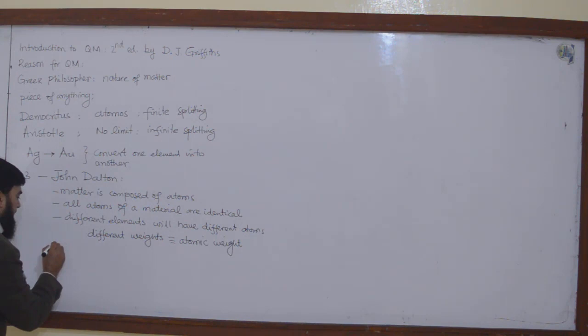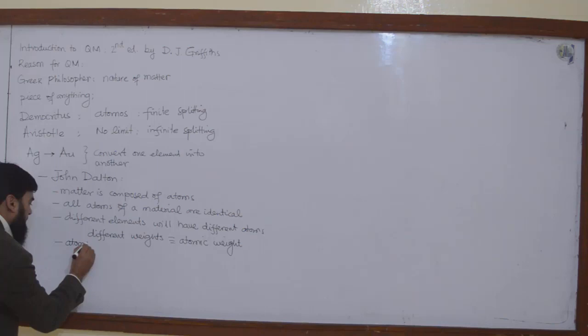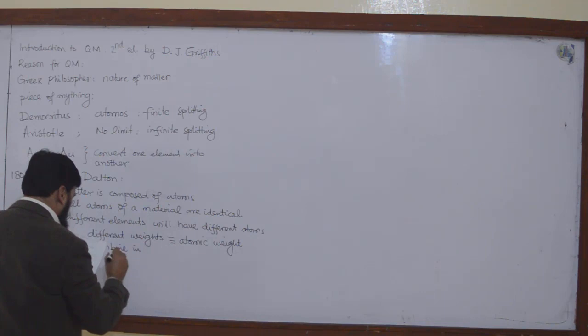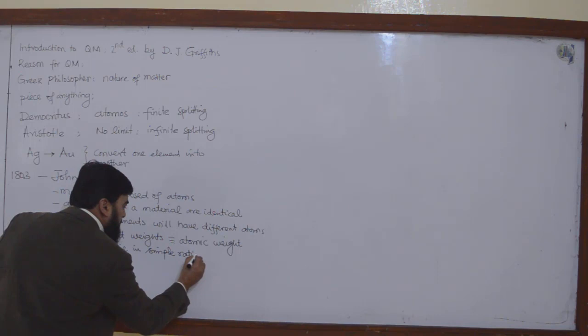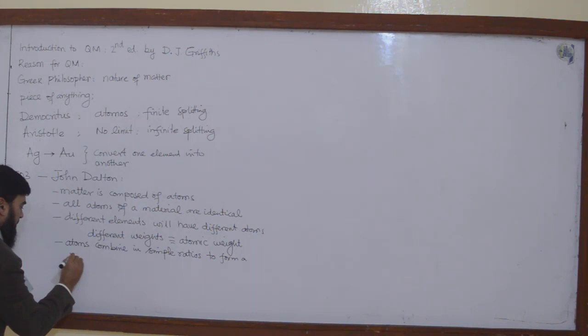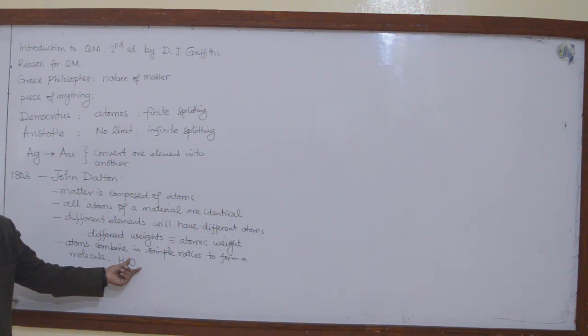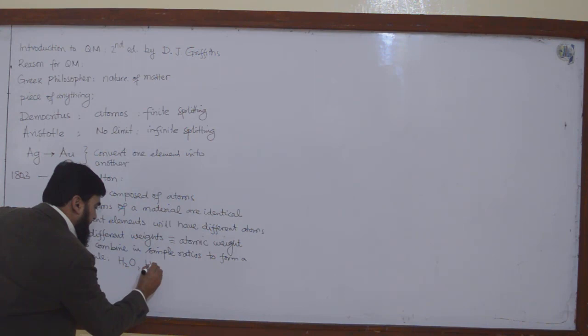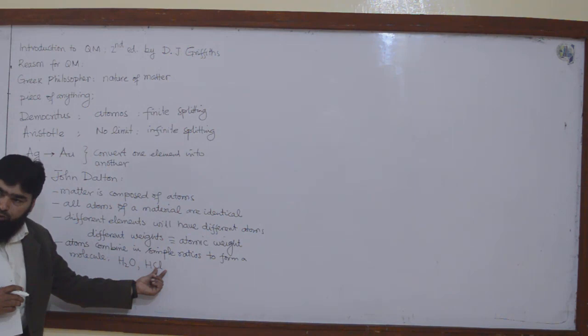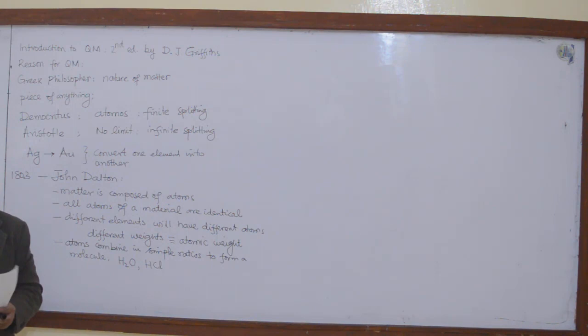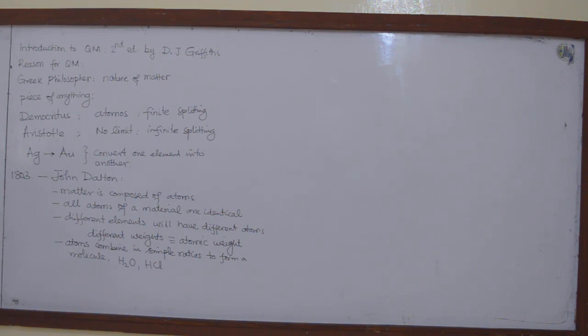And the final thing that he observed was that atoms combine in simple ratios to form a molecule. For example, H2O: two hydrogen and one oxygen combine and they make water. Similarly, HCl: two atoms with a 1-1 ratio, here a 2-1 ratio, combine and they form a molecule. So these were the findings of John Dalton. Almost 200 years back, he actually said this.